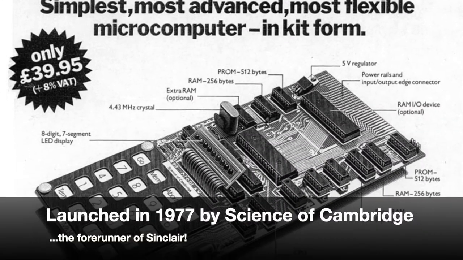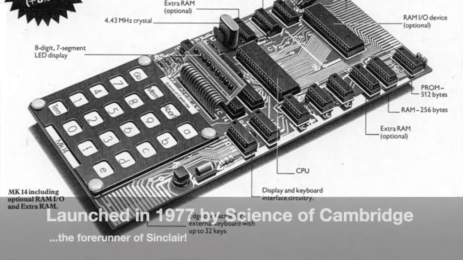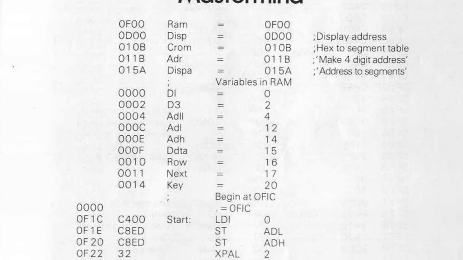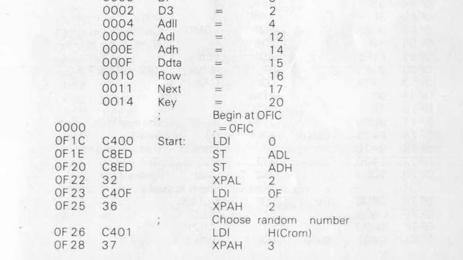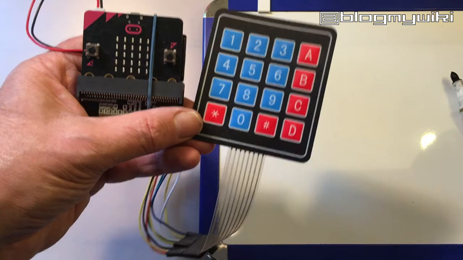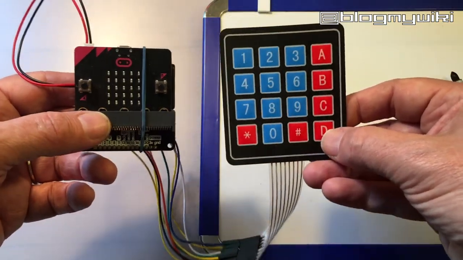I've been looking at some really old computer programs, and the Science of Cambridge MK14, I think, had a version of this written in just a few lines of machine code. So it must be possible to create a micro bit version. So I've made a micro bit version. I'll put a link in the notes to the video on the blog post. So here's what you do.